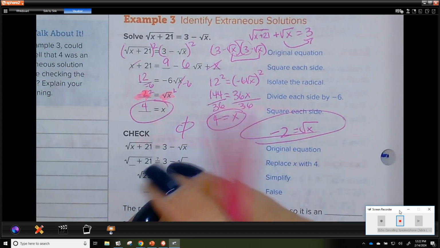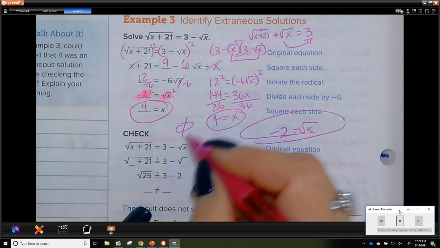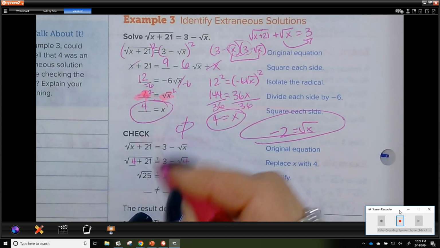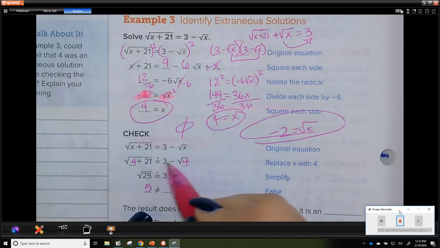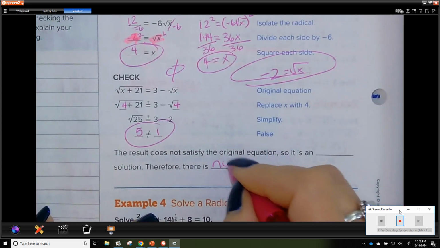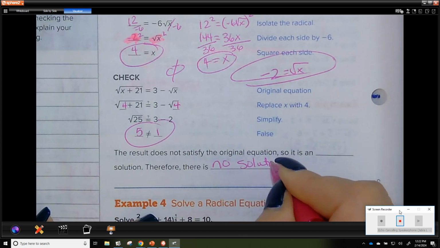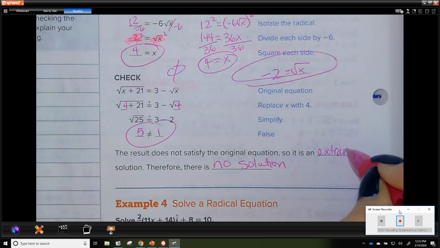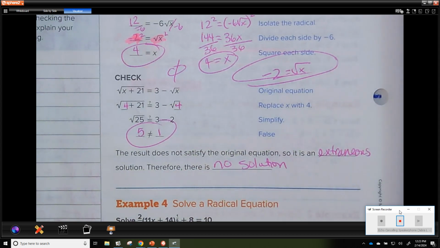This is what I would expect on a test. You put 4 in where the x is. I get square root of 25, which is 5. 3 minus square root of 4 is 2, 1. They are not true. So there is no solution because that was the only solution and it is an extraneous solution. Doesn't work. Okay.